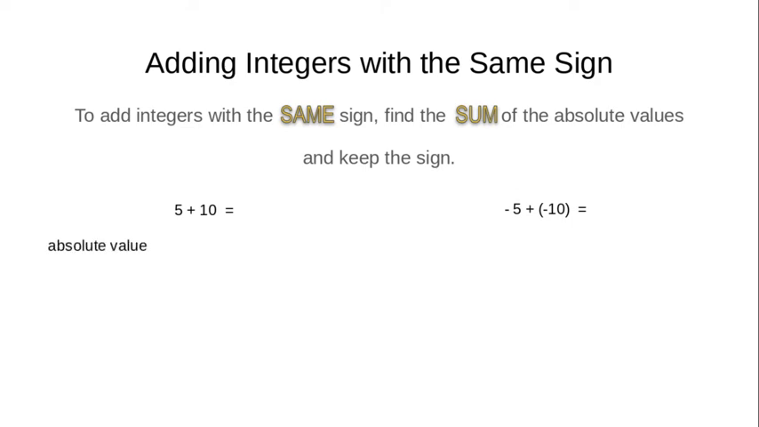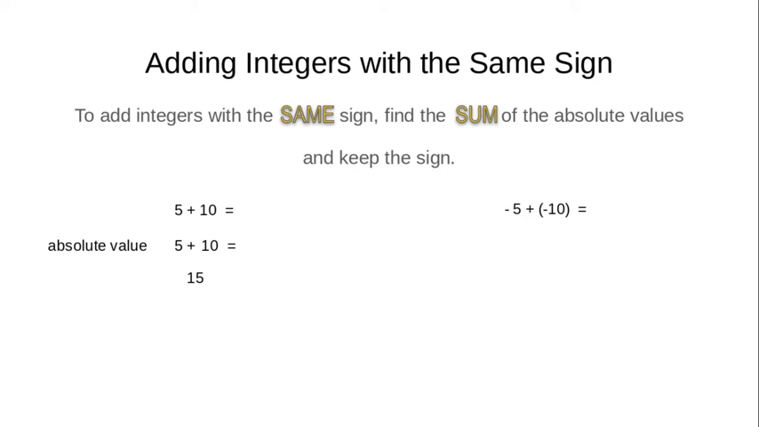The absolute value of positive 5 is 5 because positive 5 is 5 places to the right of 0 on a number line. Positive 10 is 10 places to the right of 0 on a number line, so the absolute value of positive 10 is 10. Now we're going to find the sum of those absolute values, which means we are going to add them, and 5 plus 10 equals 15.